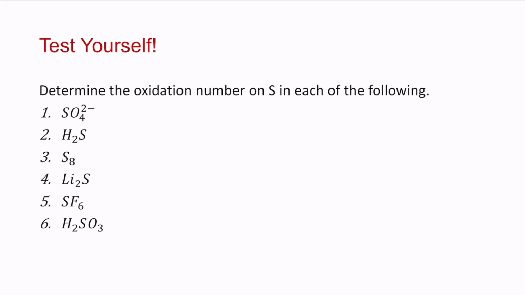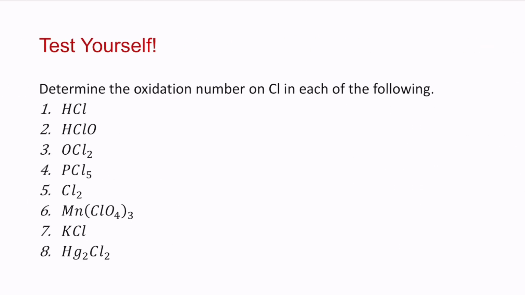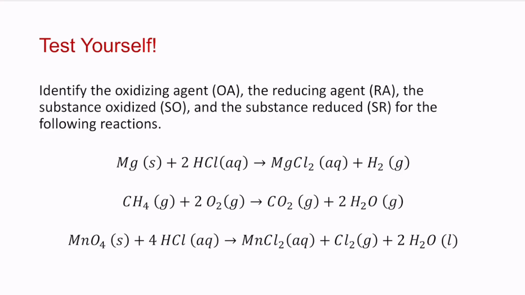Here are some problems you can do. It's very important that you understand that elements can have multiple oxidation numbers. So you can get some practice with determining the oxidation number on sulfur in each of these, and then chlorine on each of these. Here are three examples where you can identify the oxidizing agent, reducing agent, the substance being oxidized, and the substance being reduced. We have three different equations for you to practice with.